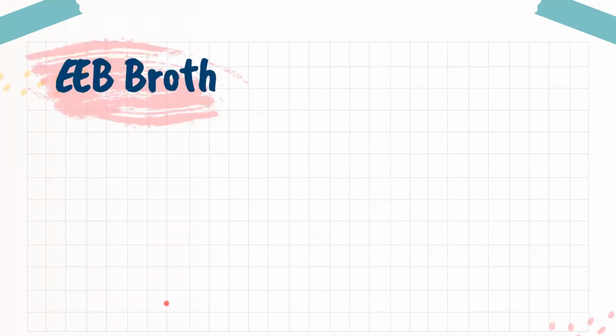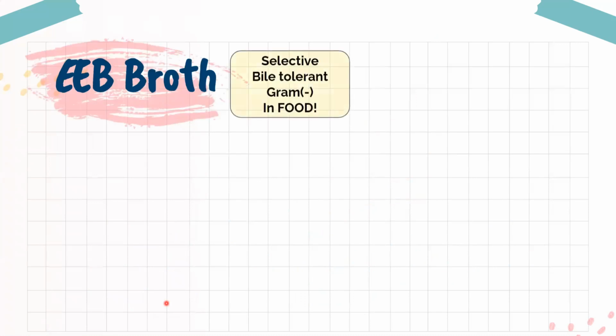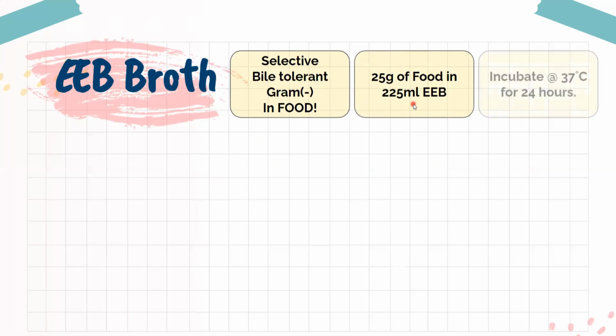Firstly, the enrichment using EEB broth. Now, this particular broth selects for those organisms in the food that are bile tolerant and gram negative. How do you prepare your sample? Take 25 grams of the food sample and add it to 225 ml of EEB and incubate it at 37 degrees Celsius for 24 hours.